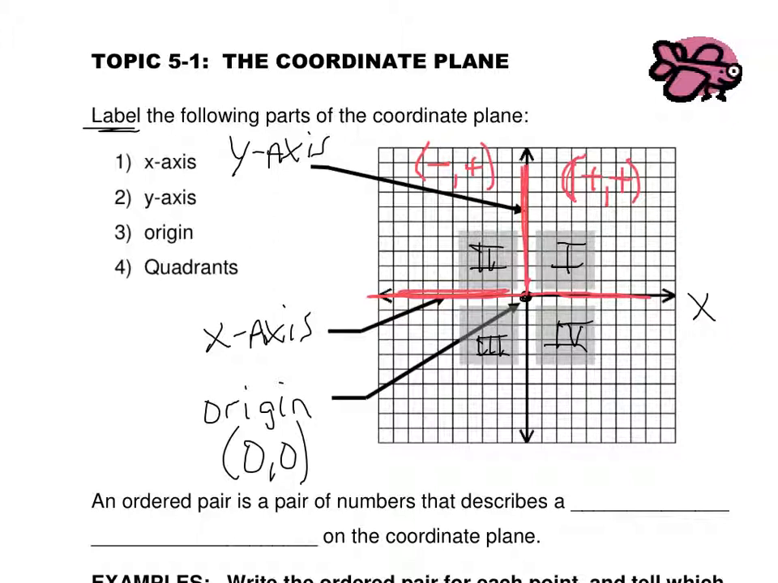In quadrant 3, both your x and your y coordinate would be negative. Now remember, your points are written like this. X goes first, y is second. And then in quadrant 4, your x is positive going this direction here, and your y is negative because it's going down. So make sure you have that in your notes.